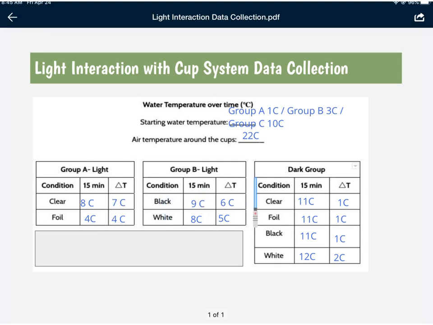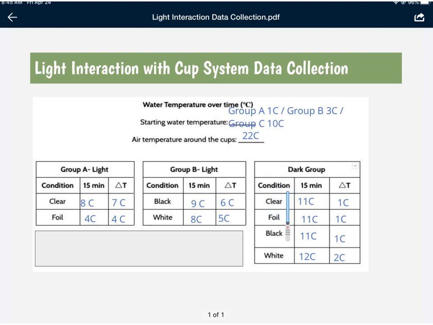Okay. The last group, and this was probably the most interesting group, was not exposed to light at all. Initially we took the temperature, and it was 10 degrees Celsius. I did this experiment on a different day, and that's why the initial water temperature is different. It doesn't really matter, though, as long as we know what the change in temperature is.